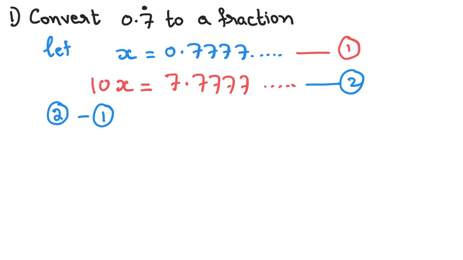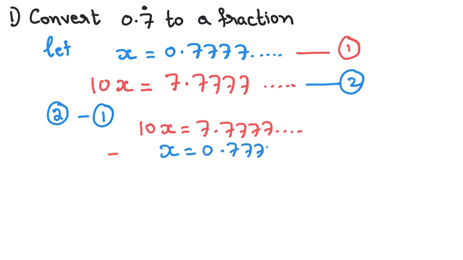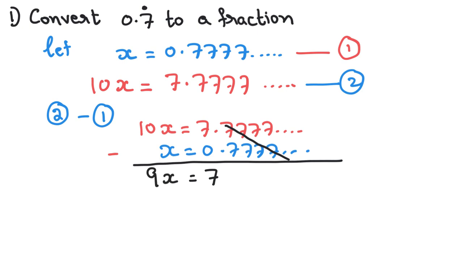Now in order to get a clear picture, let's rewrite them again. 10x is equal to 7.7777 on and on and on, minus, what is our first equation? x equal to 0.7777 on and on and on. So now let's subtract them. When we do that, these will become 0. We are left with 7. 10x minus x is 9x. Now we have 9x is equal to 7.